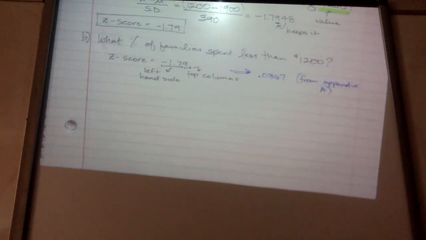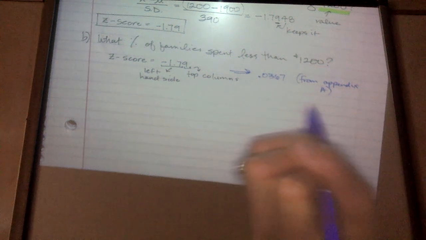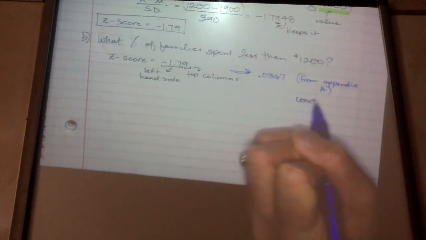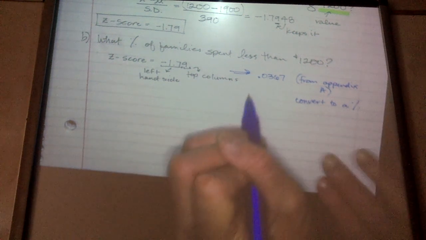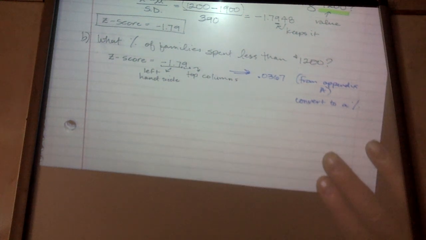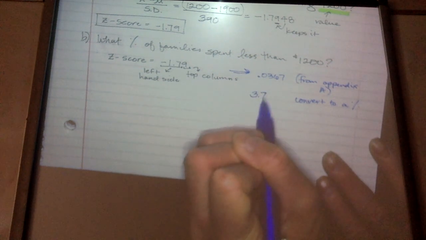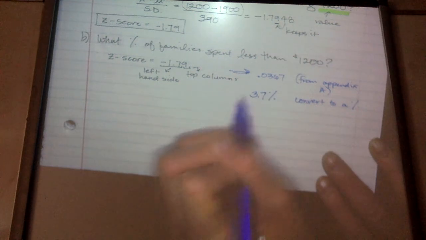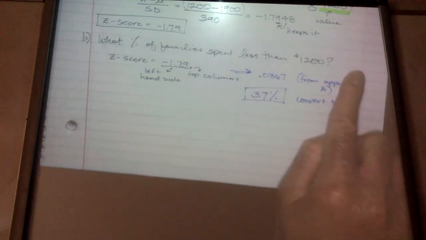Now, I'm going to turn that into a percent. So I'm going to convert to a percent, and round this to the nearest percent. So this would be 3.7%. We can keep it like that. So 3.7% of families spent less than $1,200.